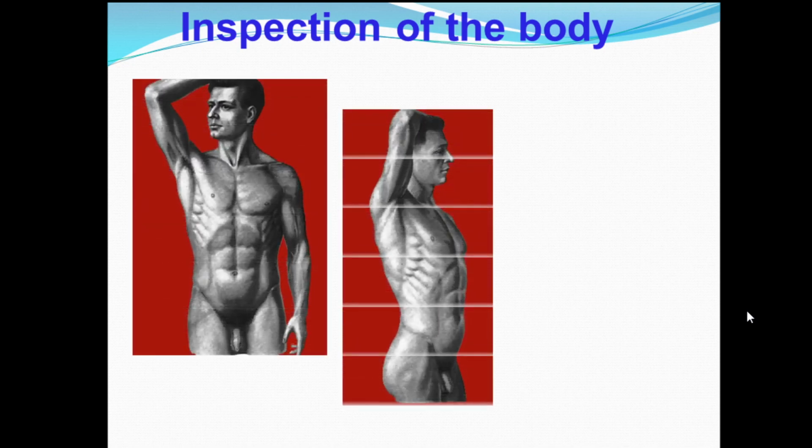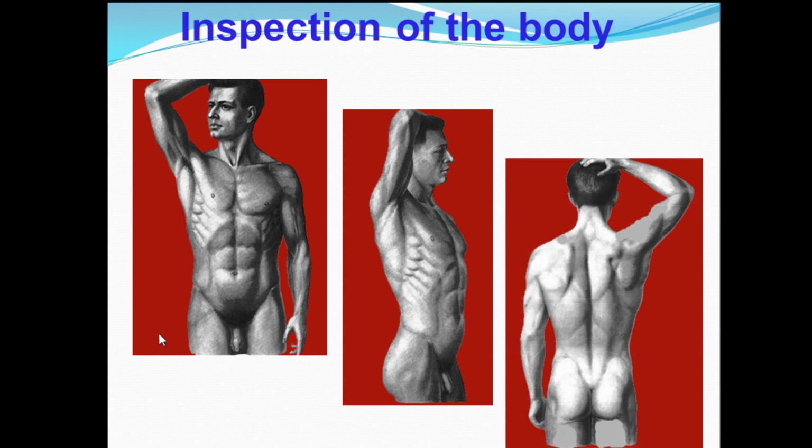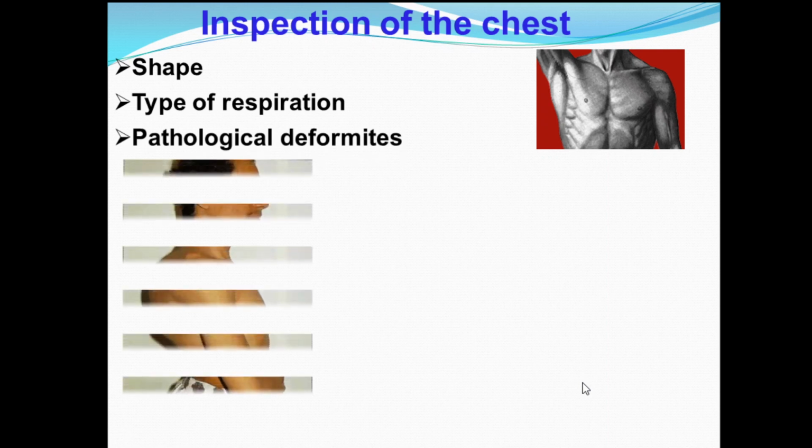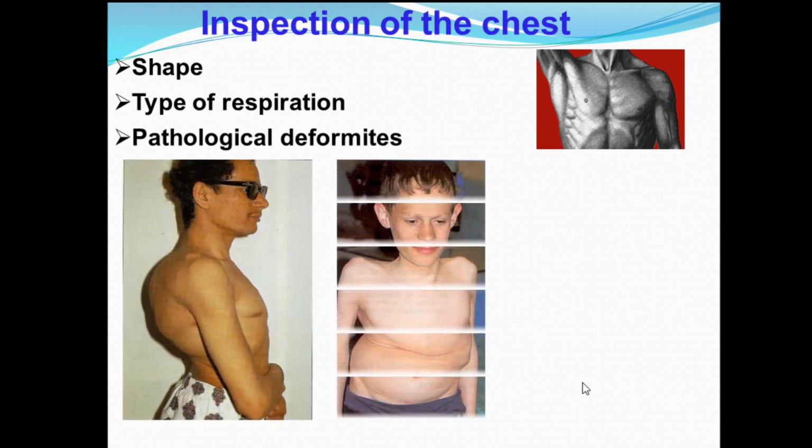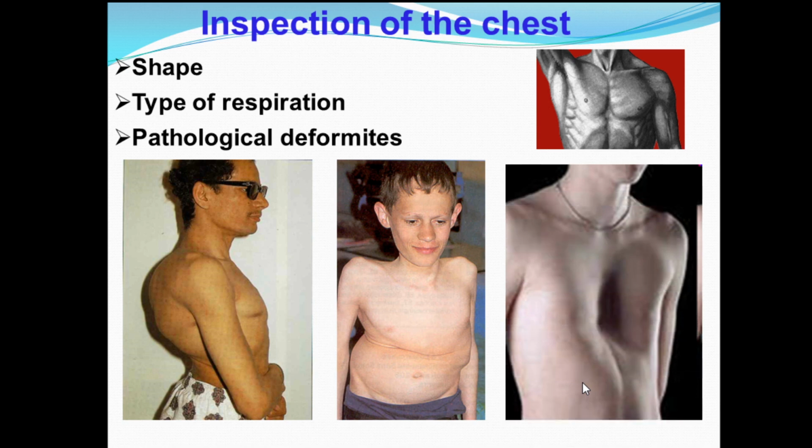Inspection of the body will continue: we examine the chest, abdomen and back of the patient. Pay attention to the spine. Inspection of the chest includes information about its shape, type of respiration, some pathological deformities. More completely, we'll stop on these characteristics in the next lecture when we talk about pathology of the respiratory system, but now I'll show you only some visible specific deformation.